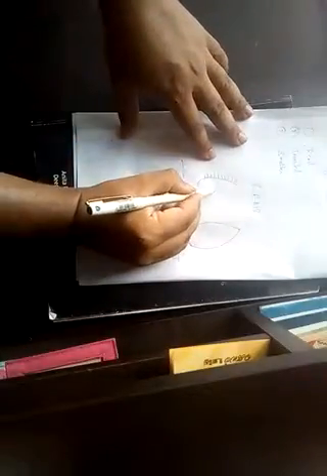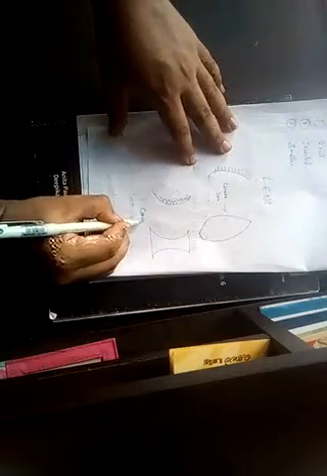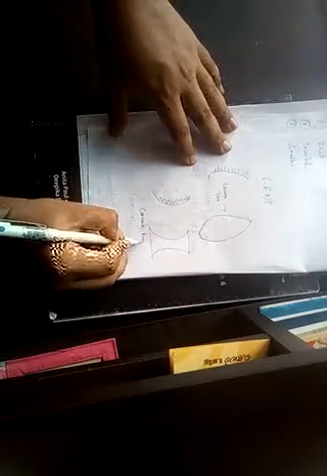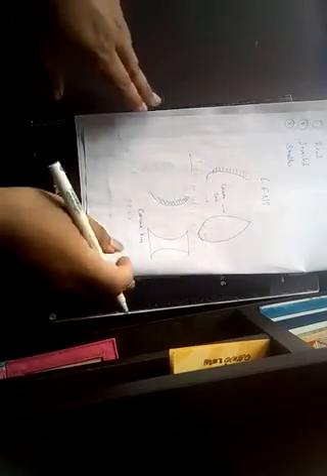Convex lens. Convex lens is this one, and this one is your concave lens. I hope I have made myself clear. Now we'll be studying about convex lens.